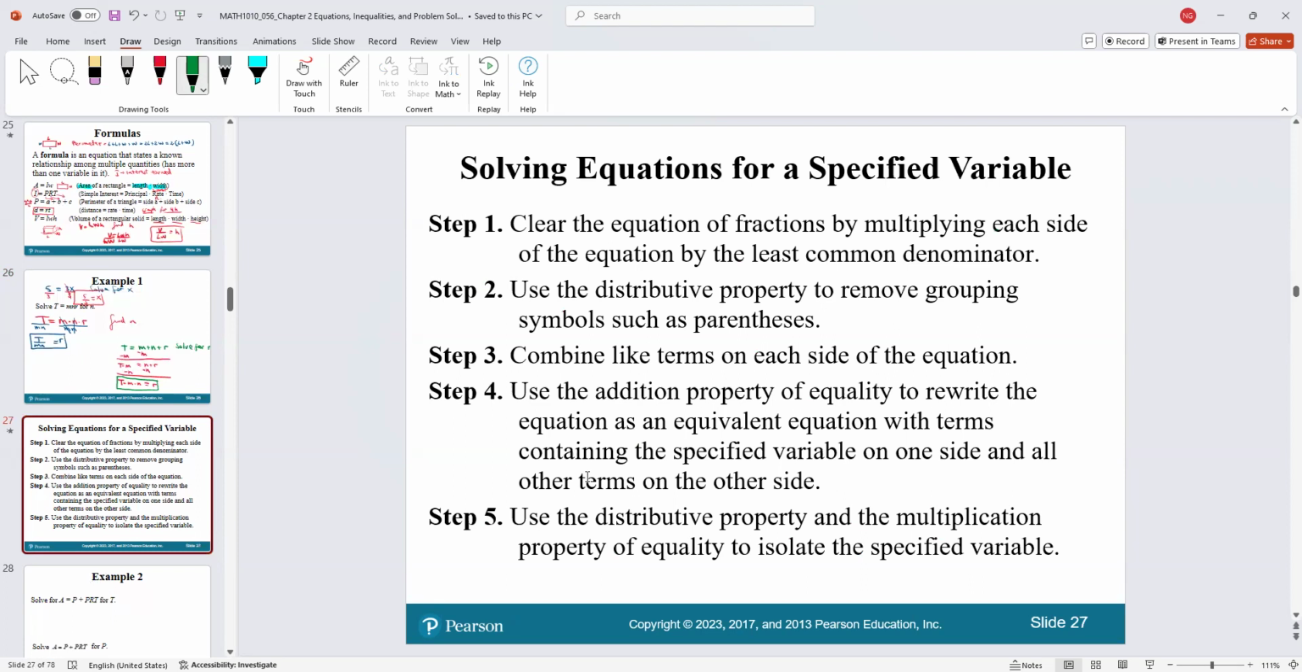We combine like terms on each side of the equation, and you use the addition property of equality to rewrite the equation as an equivalent equation with terms containing the specified variable on one side and all other terms on the other side. And finally, you use the distributive property and the multiplication property of equality to isolate the specified variable. I know we said a lot of things, but let's go over another example.